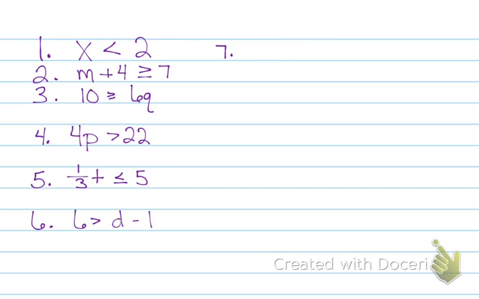We have number 7 next. There are 65 people in a restaurant. The restaurant has a maximum capacity of 84 people. Write an inequality that represents the number, use the variable x, of additional people who can enter the restaurant.